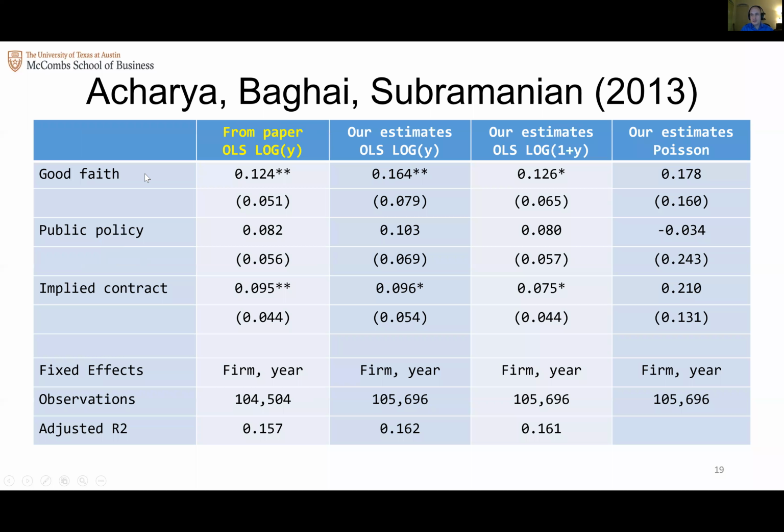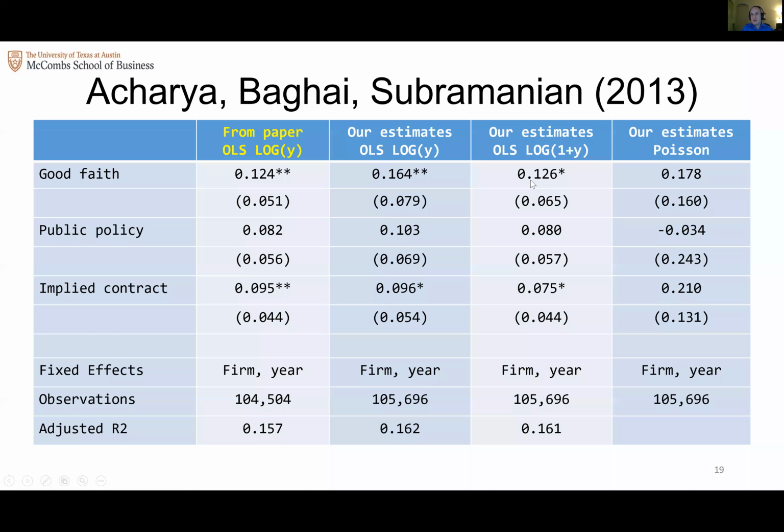And this paper actually uses the log of y instead of the log of 1+y as the dependent variable. Which means they're basically throwing out all the cases where there are 0 patents, right? Because you can't take the log of 0. Again, we were able to replicate this paper pretty closely. So we get a point estimate that's certainly in the same neighborhood.